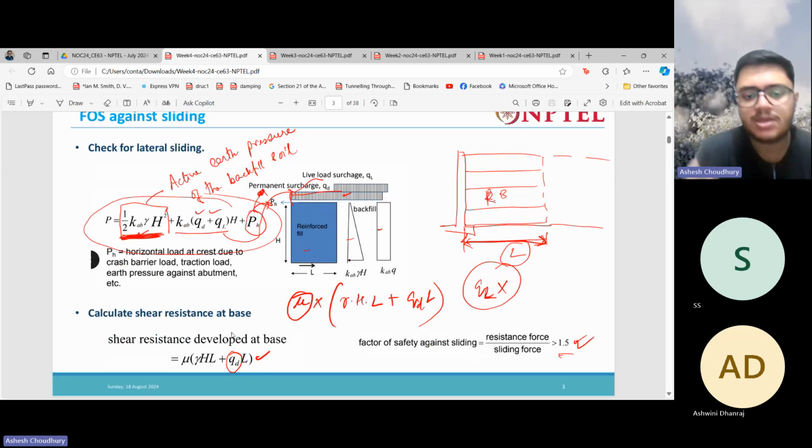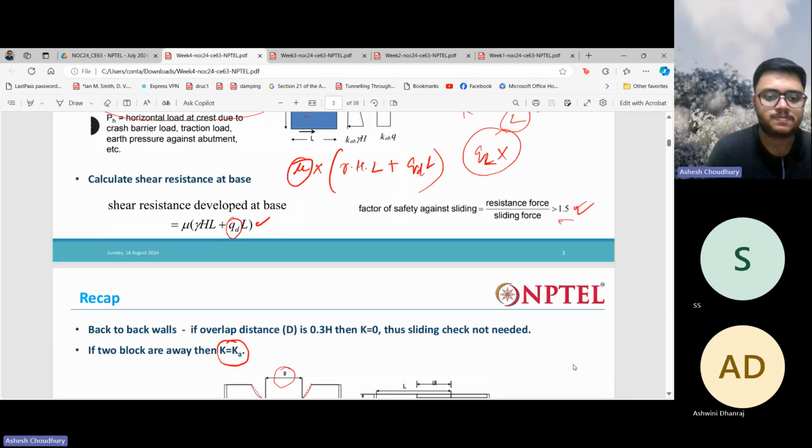And while calculating the resistance force, the force that resists this sliding, that is given by this. Here you can see that the live load is not considered, only the dead load is considered. The minimum factor of safety against sliding should be 1.5, so you have to ensure that the factor of safety is more than 1.5. So this is the factor of safety against sliding.